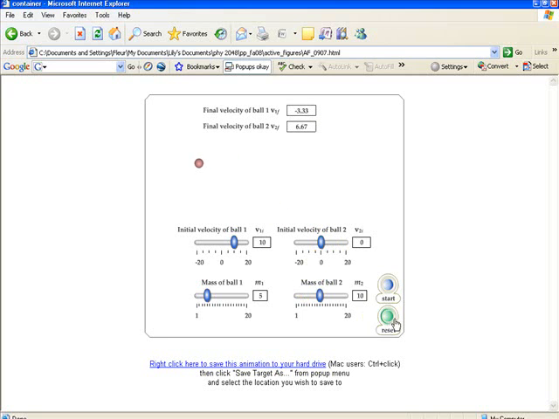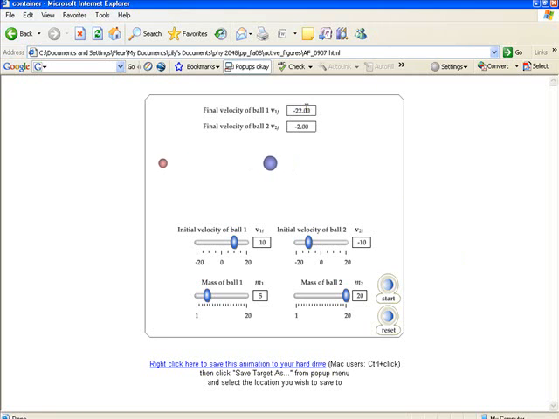Okay, how about if we assign an initial velocity, and we'll start with minus 10 to ball 2, and view at twice the mass what happens to the final velocities. Here you can see that ball 1 exits from this collision event with a much greater velocity than ball 2. Now if we increase the mass of ball 2 to 20, let's see what happens.